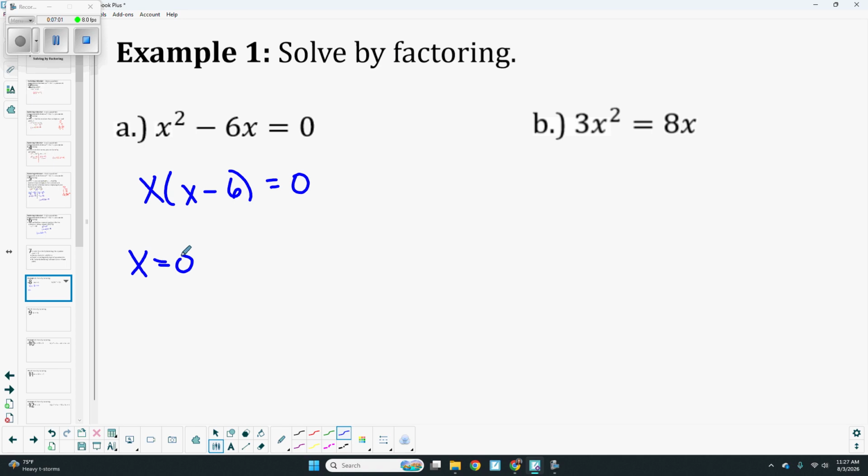So x would equal 0. And then the other factor, x minus 6, would equal 0. So if I add 6, x would equal 6. So x equals 0 and x equals 6.